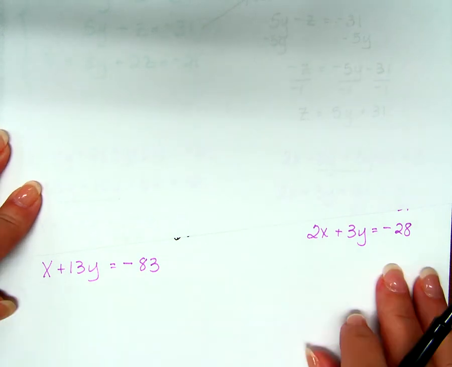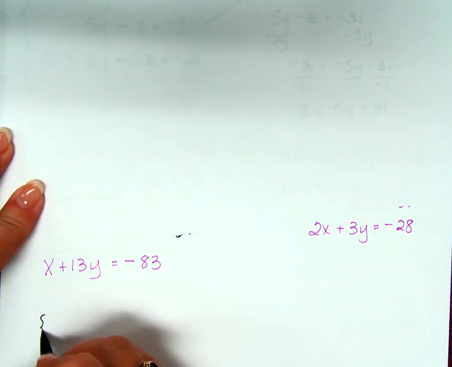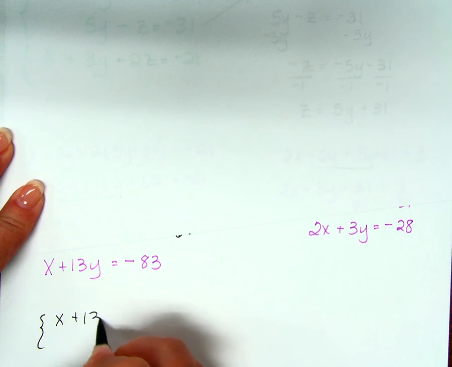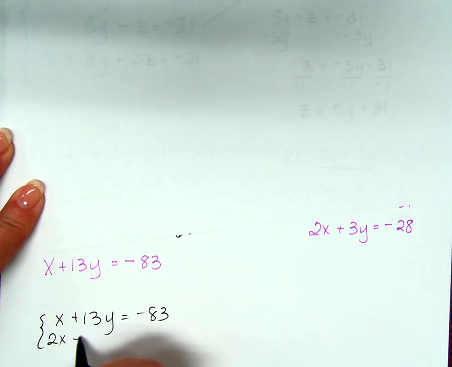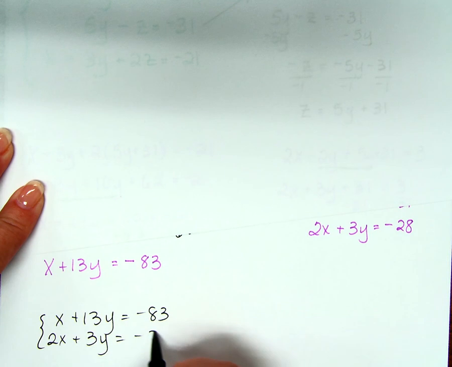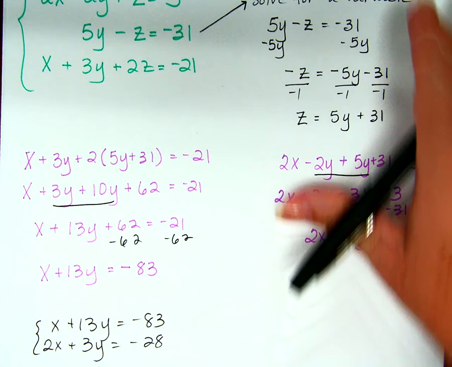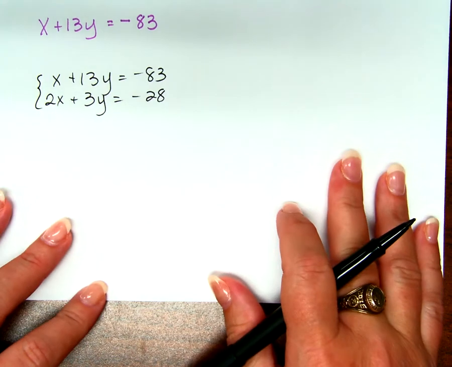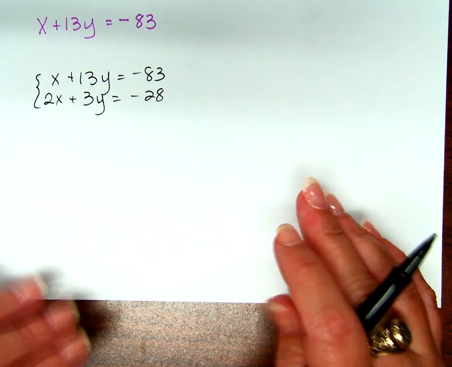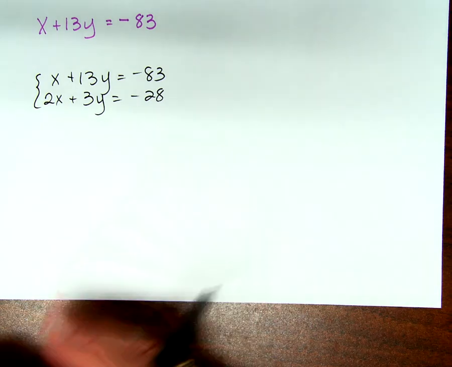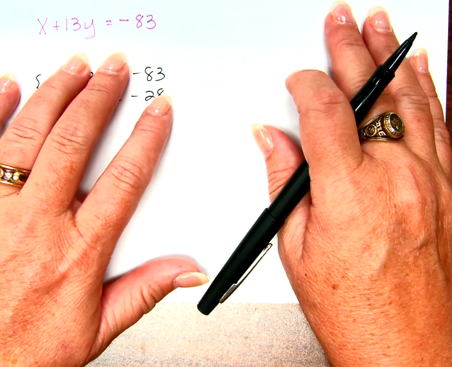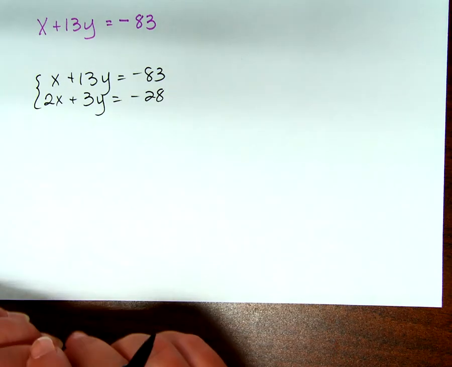Now some people like to write this here. Some people like to do this. X plus 13y equals negative 83 and 2x plus 3y equals negative 28. So it's like they're starting all over with a brand new system. They just like to rewrite it to a new space. I don't care if you do that or not. In fact, if you look at my notes, I didn't do that. I just started with these 2 and went from there. Okay? But if you want to start here, that's fine.